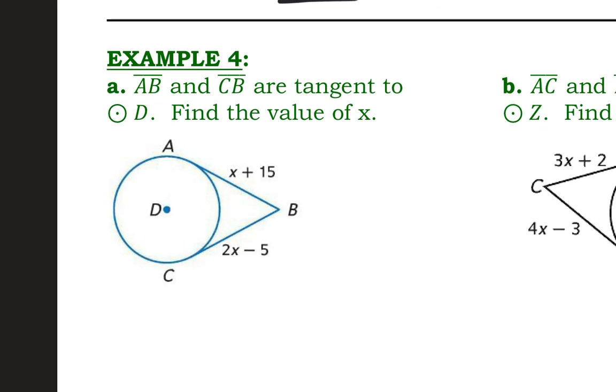It says A to B and B to C are tangent, so we know they're tangent, to circle D. And they're sharing this B value. What should be true about these two equations? They should be equal. I'm not going to make you solve it. I want you guys to set it up, because from there you would just solve, okay?